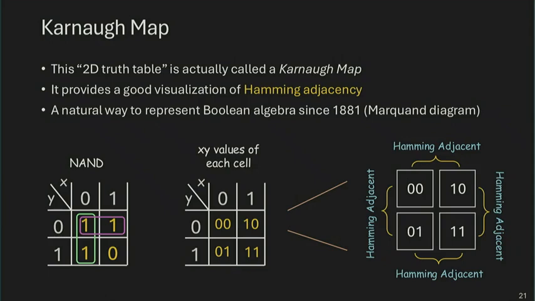And this is a natural way to represent Boolean algebra. Boolean algebra was born in 1854, and another 20, 30 years after that, people started to realize that you can visually analyze this adjacency relationship by creating this 2x2 table and then filling out the 1s and 0s according to that order. So that is a 2-variable function. A NAND gate is a 2-variable function.